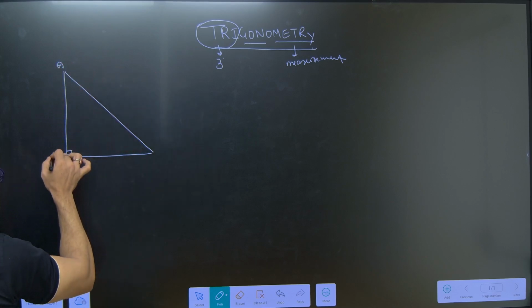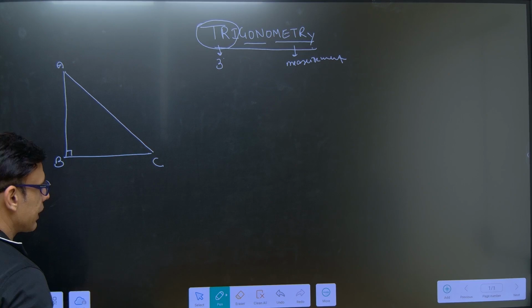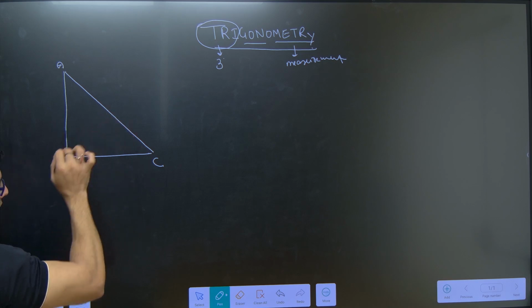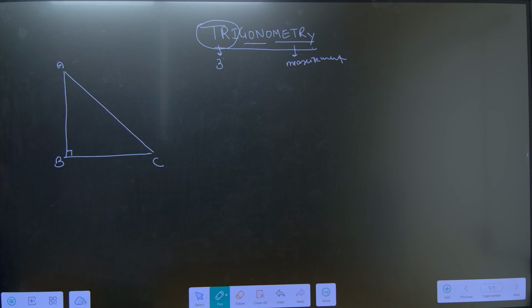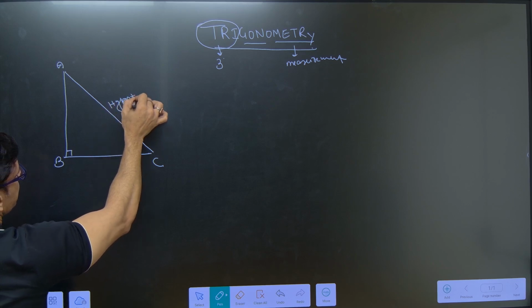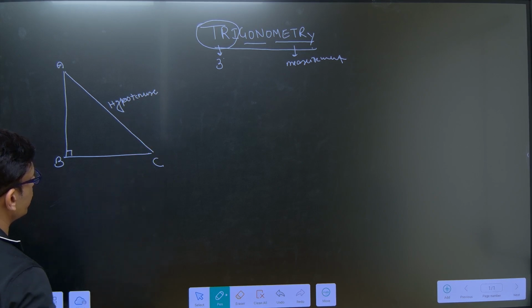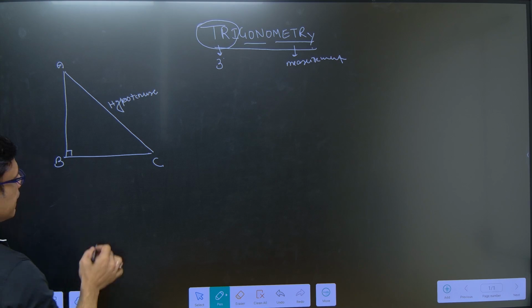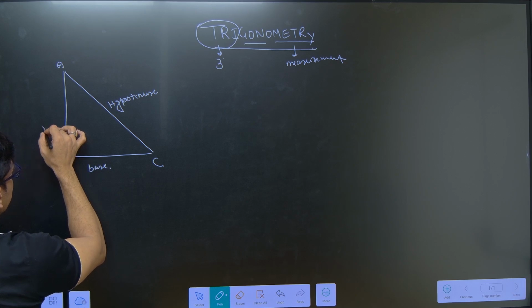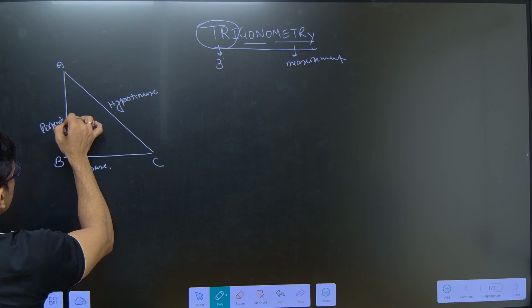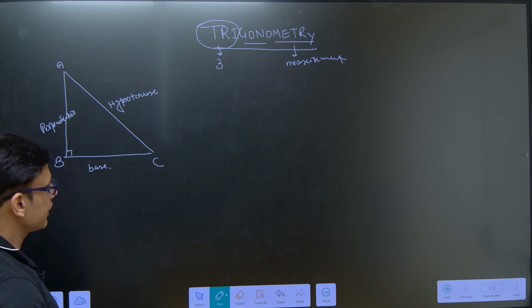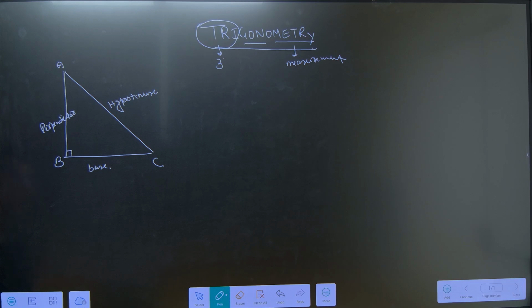So let us consider that ABC is a right angle triangle and angle B is 90 degrees. Finding the ratio of any two sides is called trigonometry. Now in this right angle triangle, this is called the hypotenuse. Understand, the hypotenuse will always be the greatest, the longest side in a right angle triangle. If I consider this as base, then this is called perpendicular. And if I call this the perpendicular, then this will become the base, they can be interchanged. The hypotenuse will remain constant.